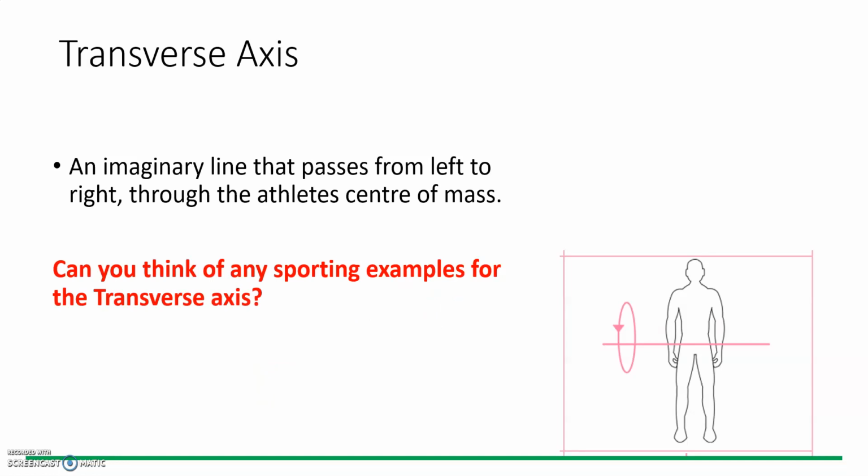Transverse axis. Imagine a line passing from left to right through the athlete's centre of mass. Here we're looking almost at a table football player. For those of you who played that, we use the handles to rotate the wooden people in order to hit the ball into the goal. The idea is it allows you to rotate backwards and forwards, almost like a gymnast performing a somersault, or a trampolinist doing a front flip, a forward somersault, more accurately speaking.